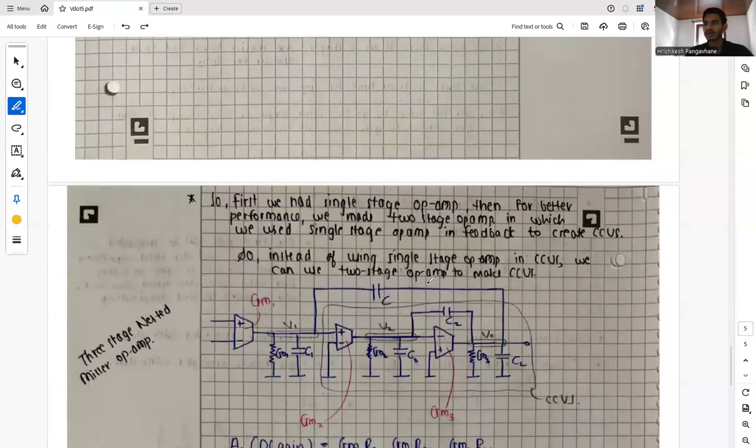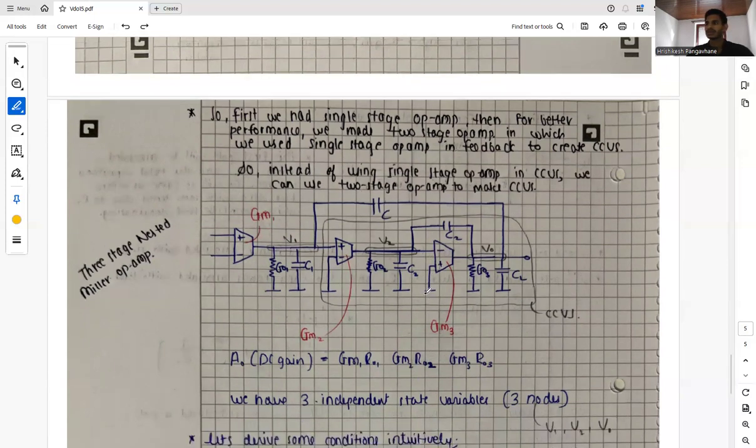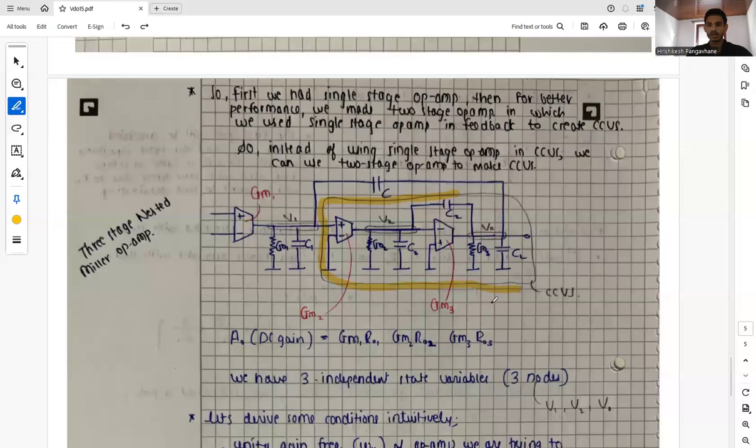So first, we had a single stage op-amp. Then for better performance, we made a two-stage op-amp, in which we use a single stage op-amp in feedback to create a current controlled voltage source. Instead of using a single stage op-amp in the current controlled voltage source, we can use a two-stage op-amp to make it. So this is how its circuit will look, in which this part is our current controlled voltage source.